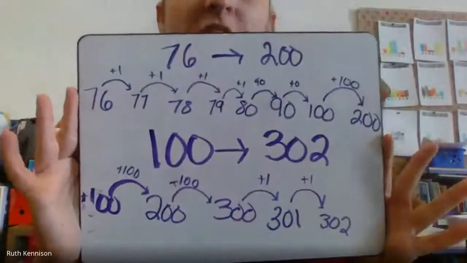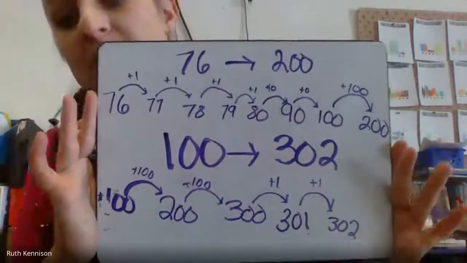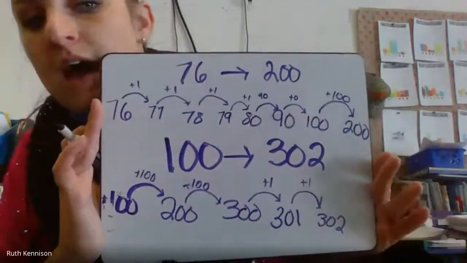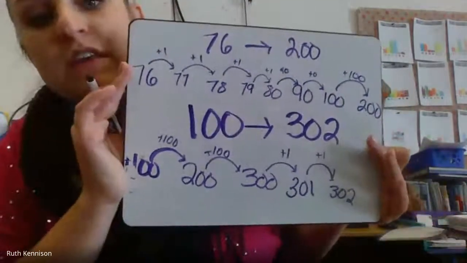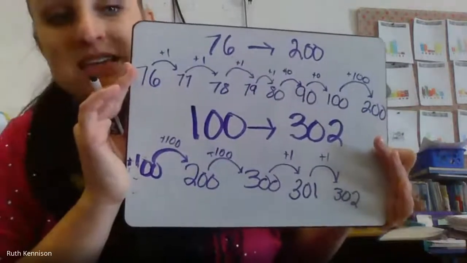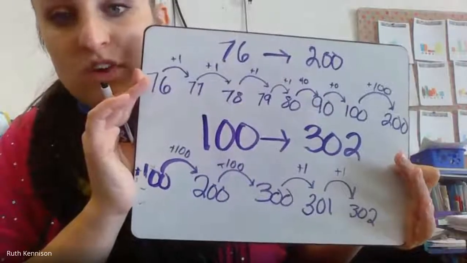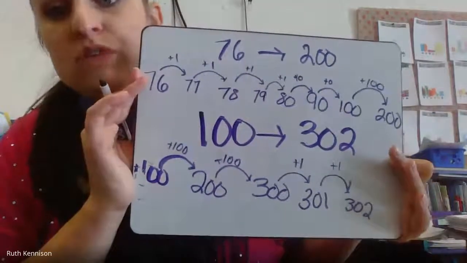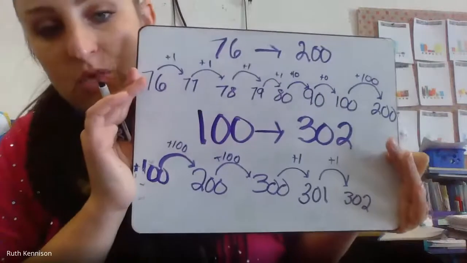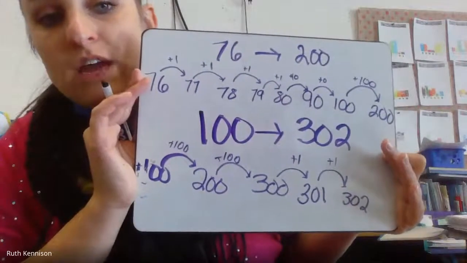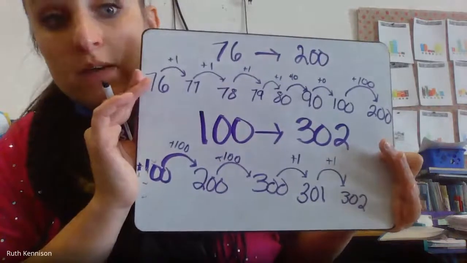So we've got to find the counting way that made the most sense. It did not make sense for us to count by thousands once we were at 300 to get to 302. It did not make sense for us to count by tens. We needed to count by ones. So we've got to figure out what makes the most sense. Okay, where is my goal? Where am I trying to get? And where am I starting?